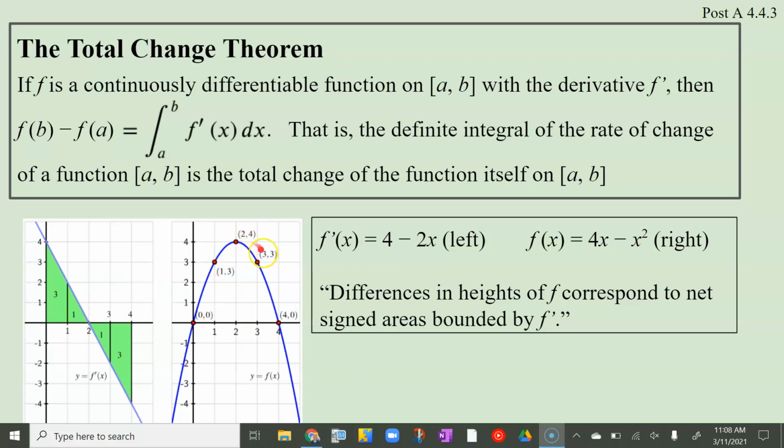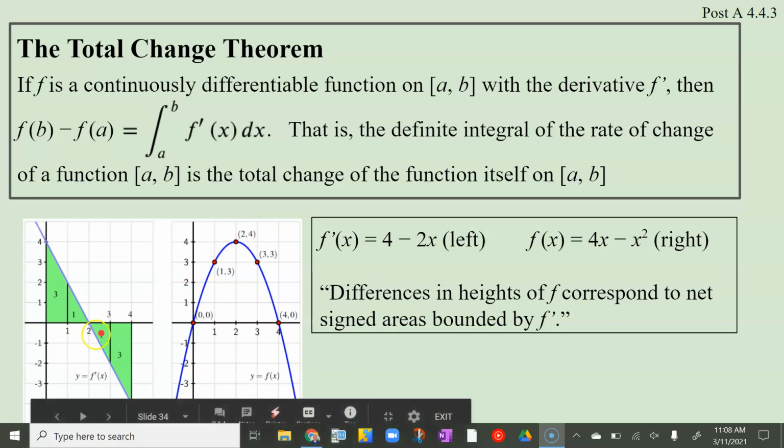How about on the interval from 2 to 3? Well, now the difference in heights is negative 1. 3 minus 4 is negative 1. So that's why it's under the axis here. And the difference in height on the interval from 3 to 4 is going to be negative 3. 0 minus 3 is negative 3, right? It's decreasing. And that's why it's represented under the x-axis here.